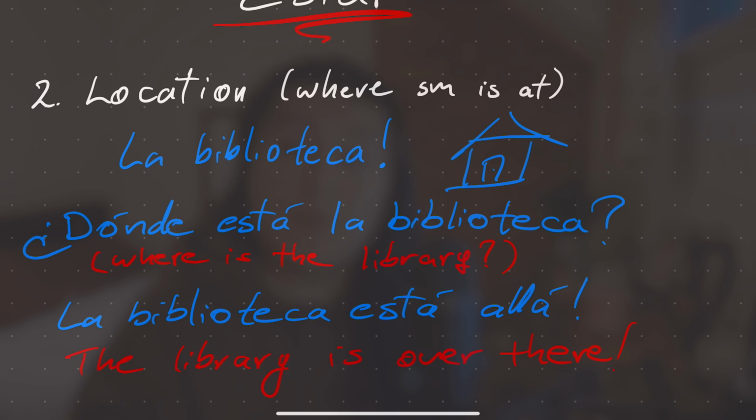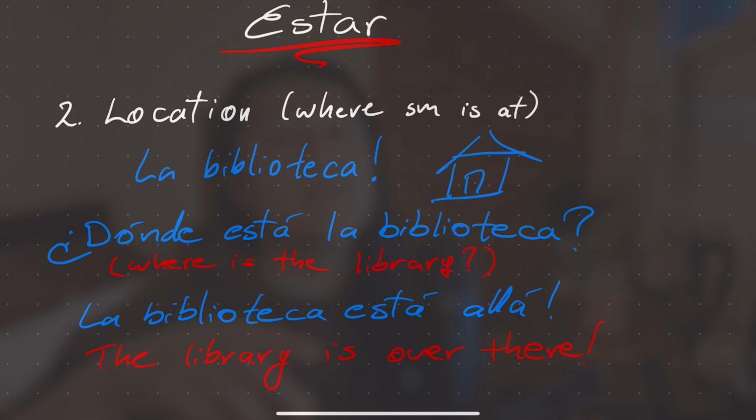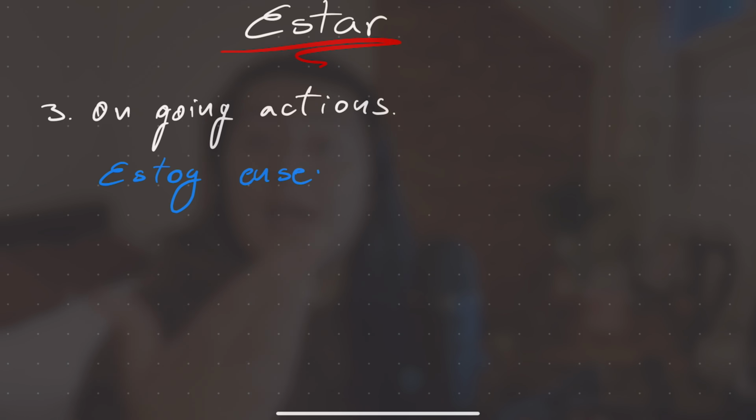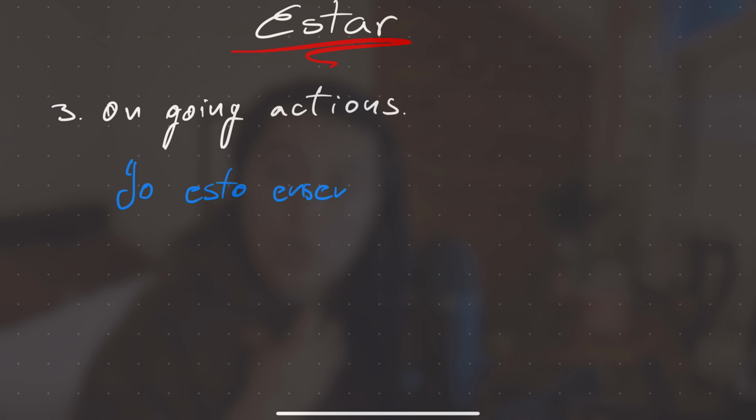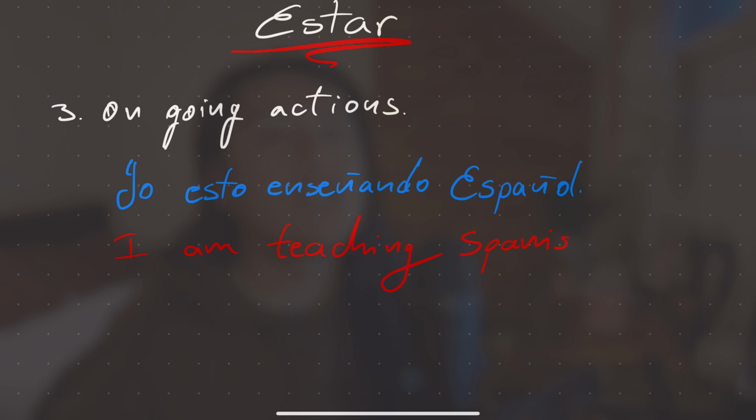¿Dónde está la biblioteca? That question I was talking about. It means where is the library? Number three is for ongoing actions, things that are taking place in the present time. I could say, estoy enseñando español. Yo estoy enseñando español. I am teaching Spanish.